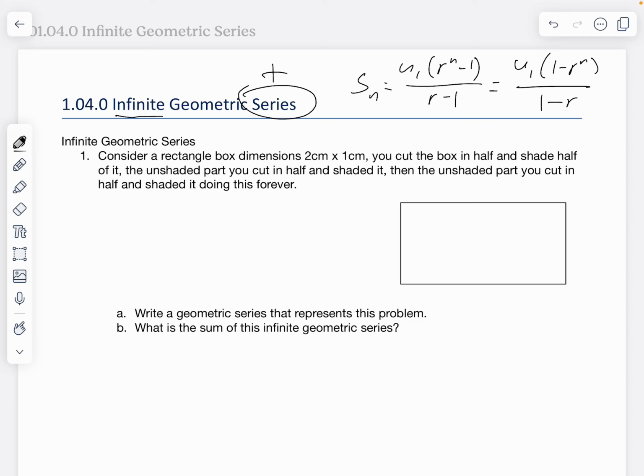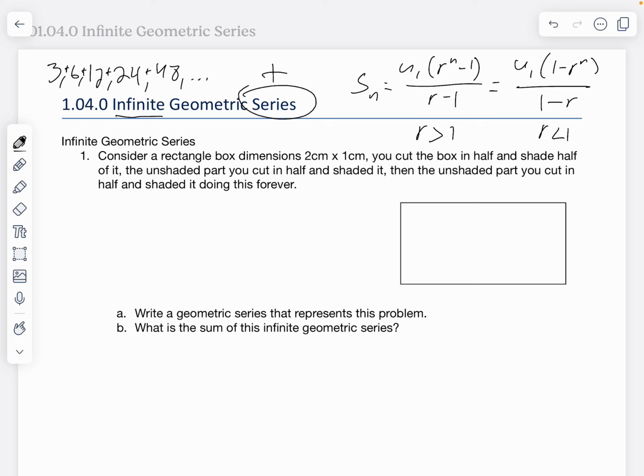We used the second one if r was less than 1, and the first if r was greater than 1. And having an infinite number of things that you add together seems strange. For example, let's say you have 3, 6, 12, 24, 48, et cetera. This is a geometric sequence with first term 3 and common ratio 2, because they're doubling every time. If you added these together for infinity, they're getting bigger, so clearly that's going to diverge. It's not going to add to anything.